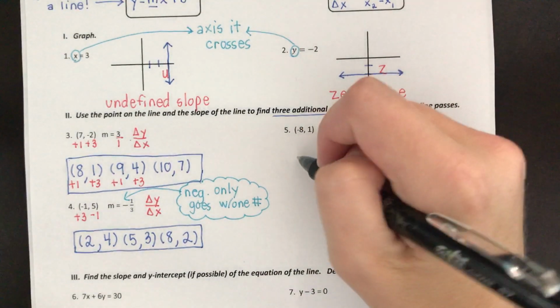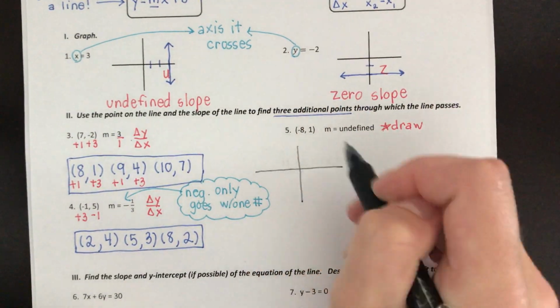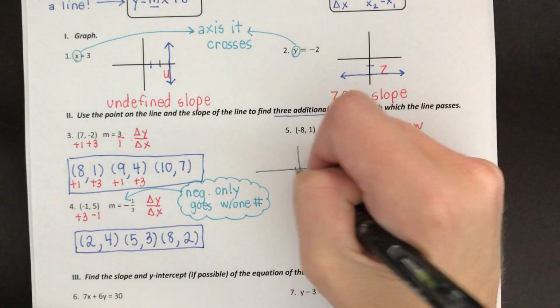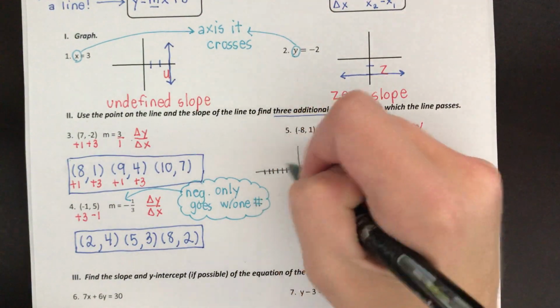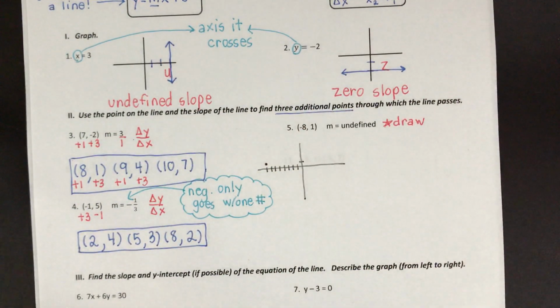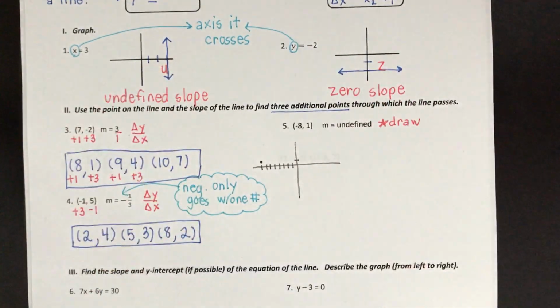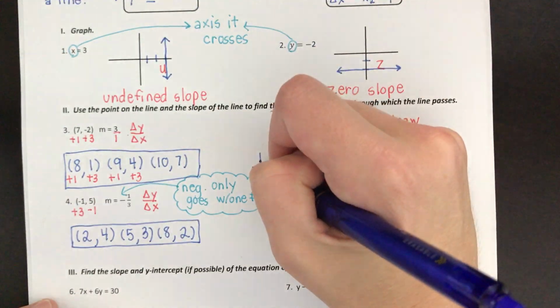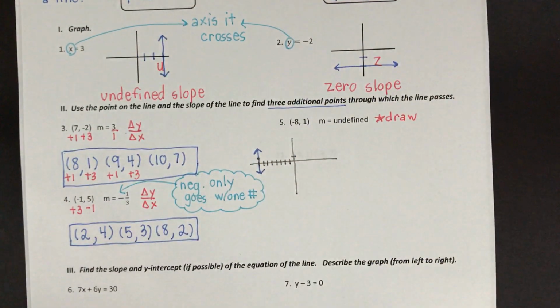So coordinate grid, if I have the coordinate -8, 1, so -1, 2, 3, 4, 5, 6, 7, 8, 1, that's that coordinate there. Okay, an undefined slope is what kind of line? It's an up and down line, a vertical line, so it'll look like this. So I want 3 additional points through which that line passes.